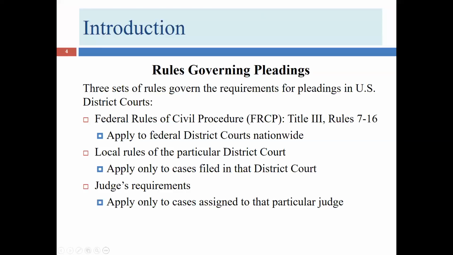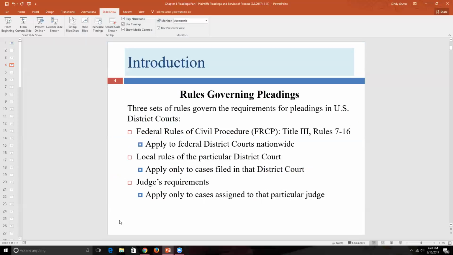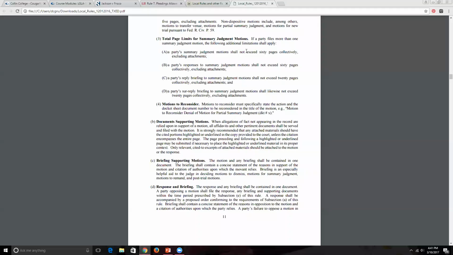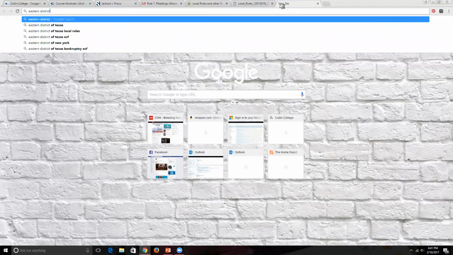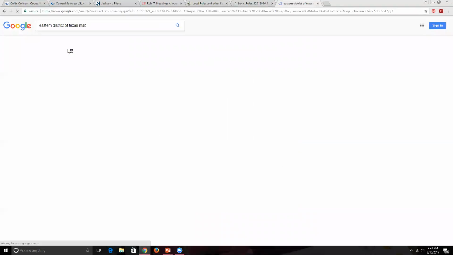Here we go. Let's go to the Eastern District of Texas. Go to the map.